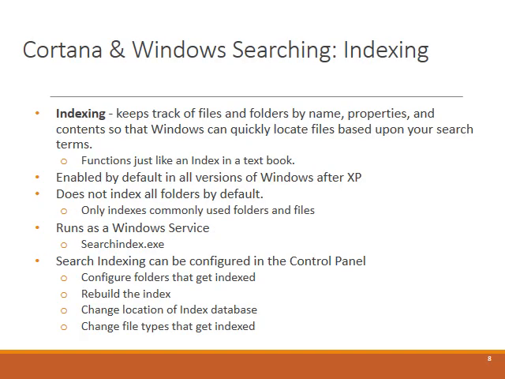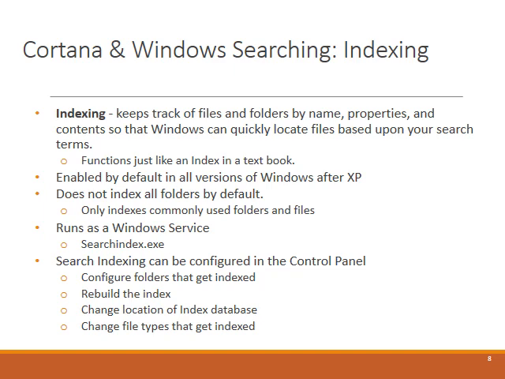Continuing on, let's talk about Windows searching, specifically indexing. Indexing keeps track of files and folders by name, property, and contents so that Windows can quickly locate files based upon your search terms. It functions very much like the index in a textbook. Grab your textbook and try to find information on RAM. It's probably pretty hard to search the whole textbook manually. So instead you go to the back of the book, the index tells you that all information on RAM is on page 23, and then you flip to page 23 and you've got it. Indexing in Windows works very much the same.